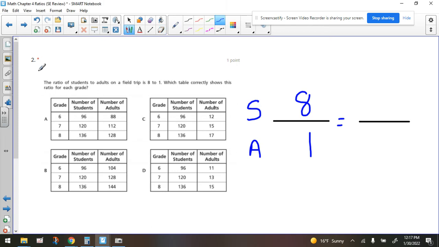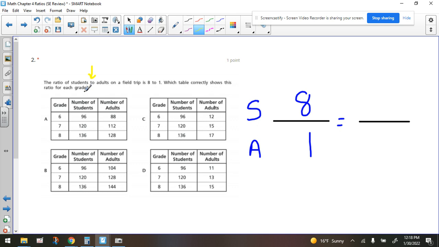We're looking at question 2. It says the ratio of students to adults on a field trip is 8 to 1. So we have to pay close attention to that word "to," and whatever's in front of it has to be the numerator. Whatever's after it has to be the denominator. So 8 to 1, this goes with students, this goes with adults. And they want to know which table correctly shows this ratio for each grade.